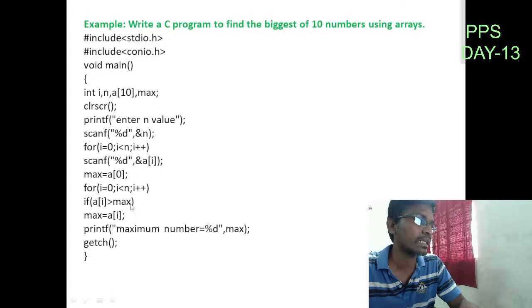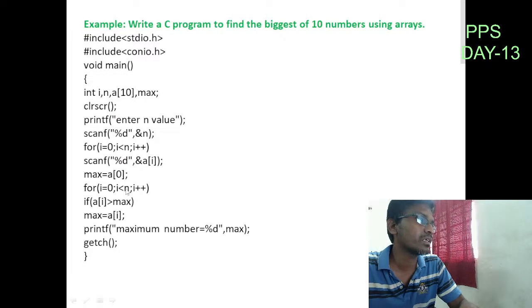If a of i greater than max, then you store the maximum value from a of i. So that means on that particular index number, it will store the maximum value. And after completion of all iterations, it will print the maximum number. For printing the maximum number, I am using the printf function, which is an output function. So: maximum number is equal to %d, comma, max.